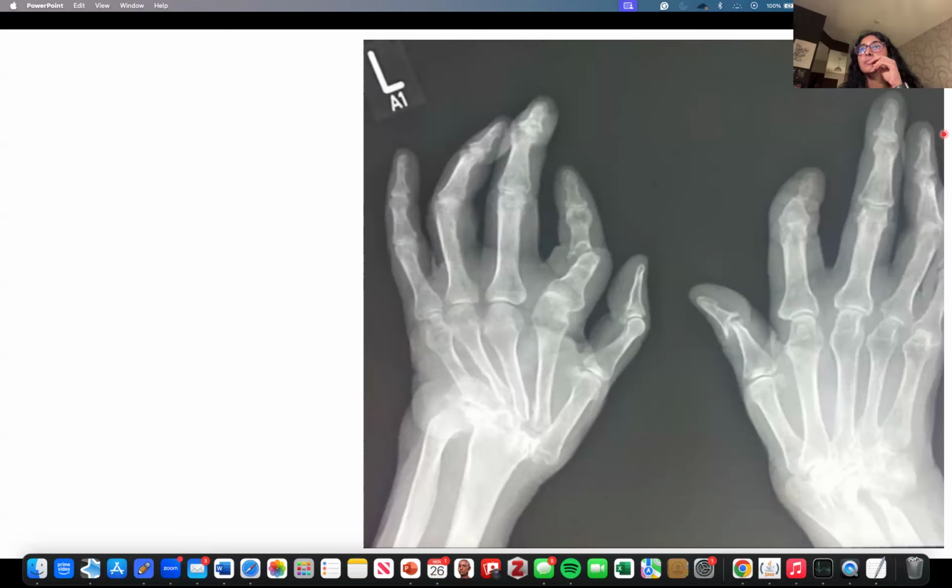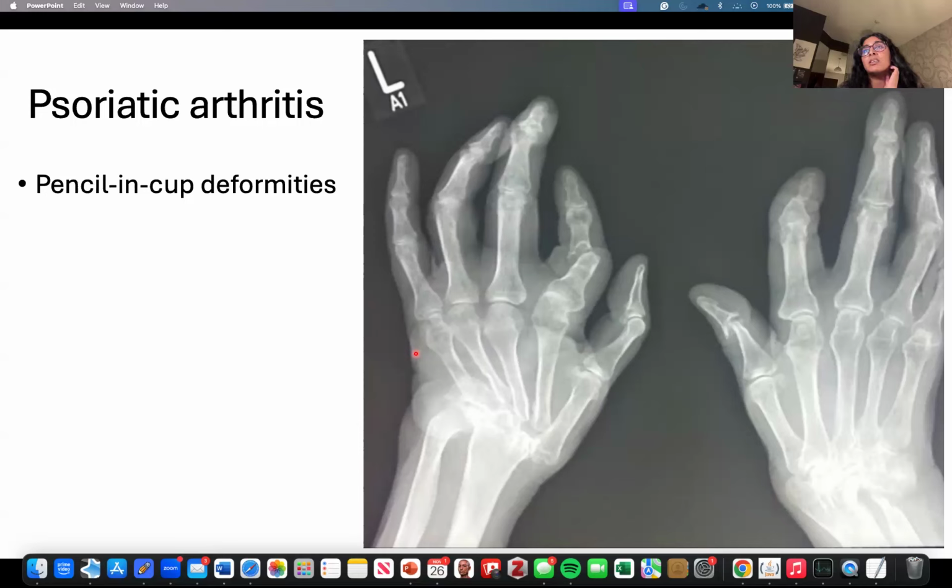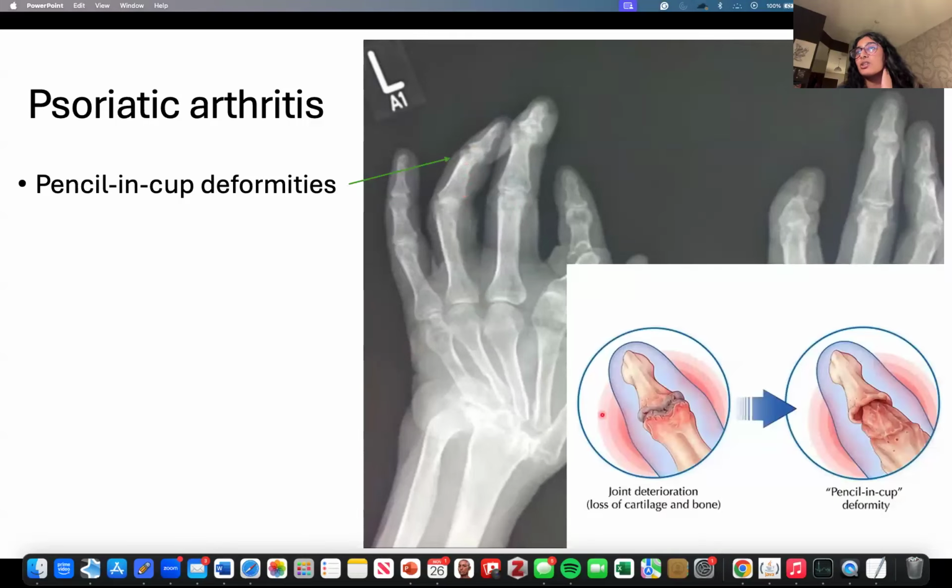Arthritis mutilans, that's really good. That's really specific as well, and pretty much the answer. So it's psoriatic arthritis. We're seeing this really specific sign called a penicillin cup deformity. I've got a better picture here of what's going on. It's destruction of the cartilage and the bone, and it causes this sort of picture where the more proximal bone is going into the more distal bone. You might see that on X-ray. You can see it a little bit here.